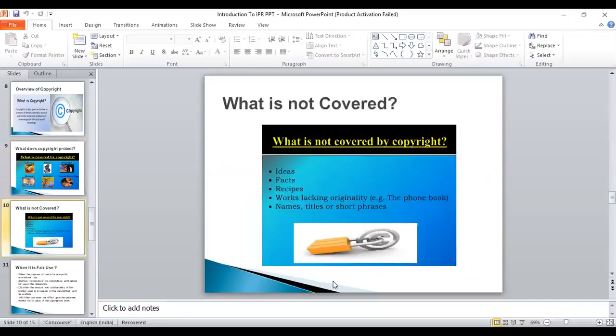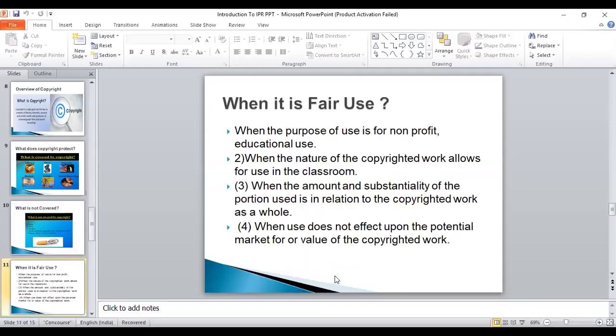Now we'll see what is not covered under copyright. Ideas, facts, recipes, work lacking originality, names, titles or short phrases. These things cannot be registered under the Copyright Act. That is not actually covered by copyright. Now we have certain exceptions to copyright.